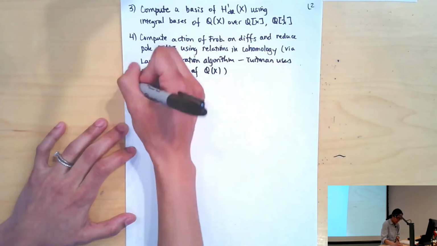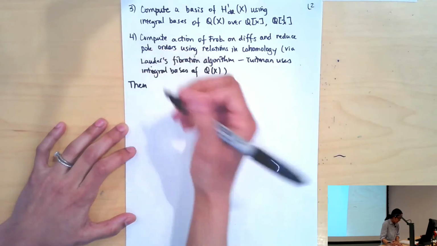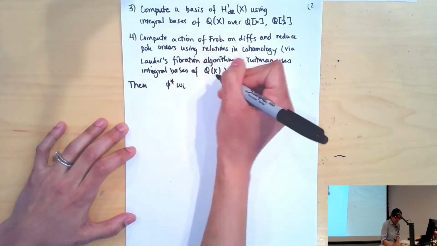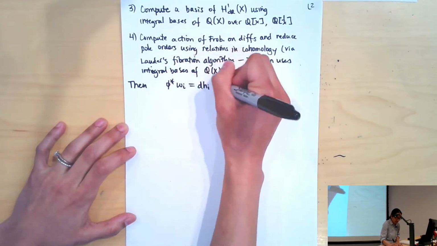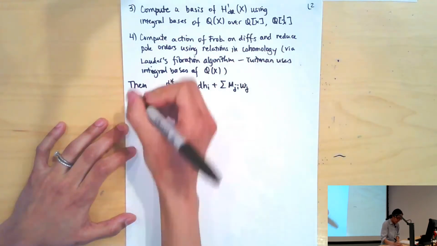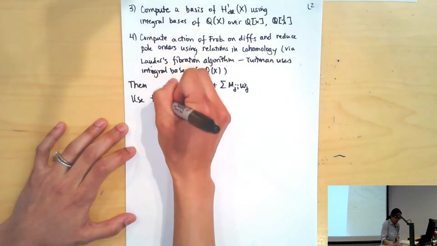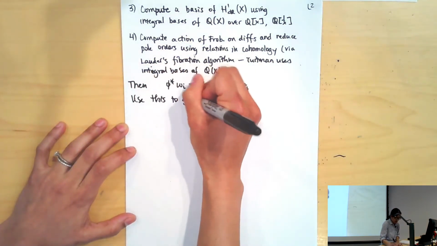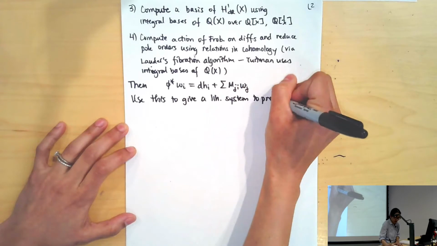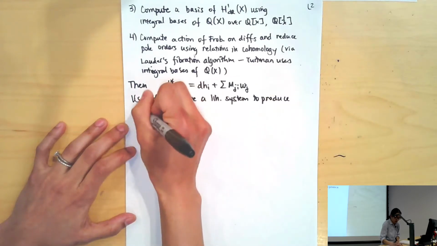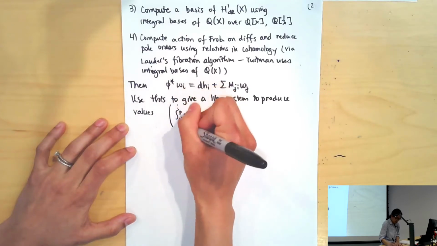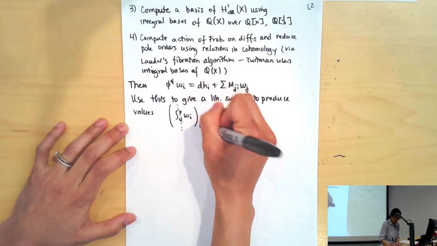Okay, and then once we have all this, then we have an expression, again, phi star of omega i is some dh_i plus our matrix of Frobenius, and then we use this to give a linear system to produce the values of your various Coleman integrals between different residue disks.